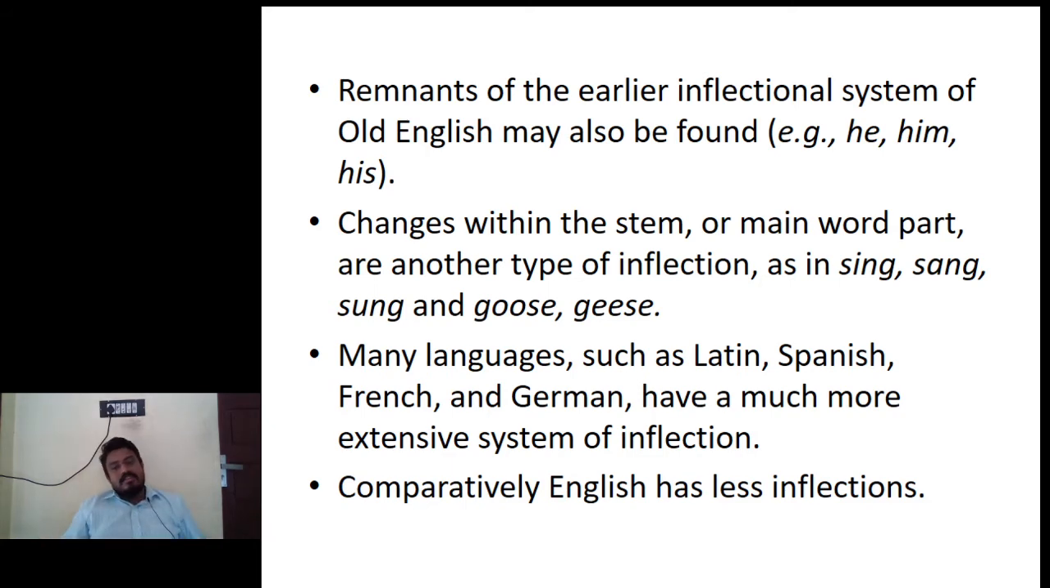And many languages such as Latin, Spanish, French, German have much more extensive system of inflection compared to English. So in that sense, comparatively, English has less inflections. ഈ അർത്ഥത്തിൽ മറ്റ് ഭാഷകളായിട്ടുള്ള Latin, Spanish, French, German, and other such languages are there. And if you go for a comparison, English has less inflections.